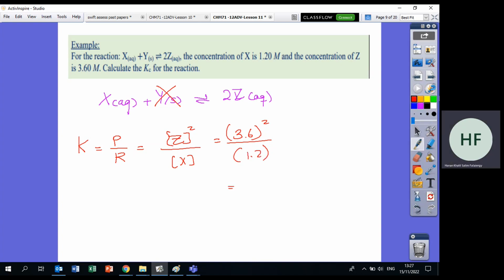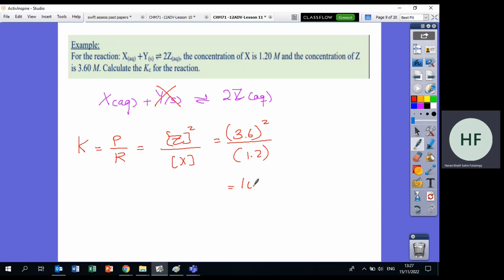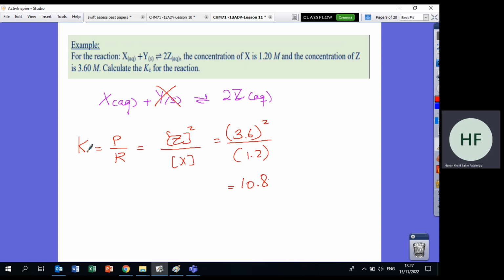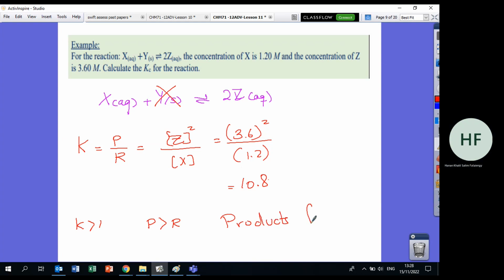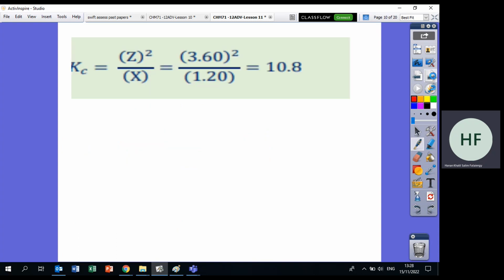Okay, and you find the value of K. Here K will be 10.8. I want you to remember one thing. We said before, if K is more than 1, this means products are more than reactants. This means that products are favored, and this means that the reaction likes to go in the forward direction. Remember, if K is more than 1, this is the case.